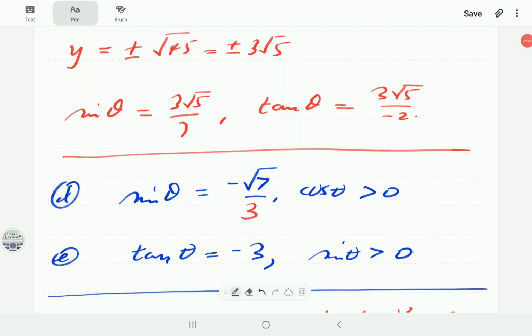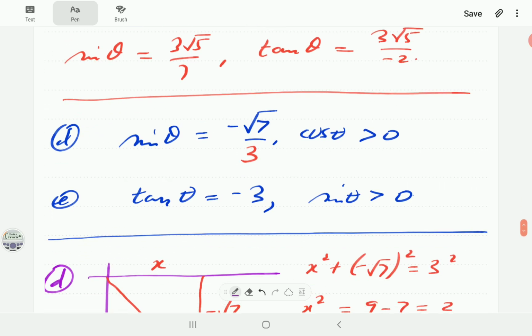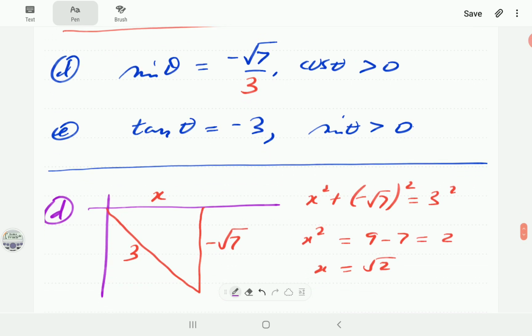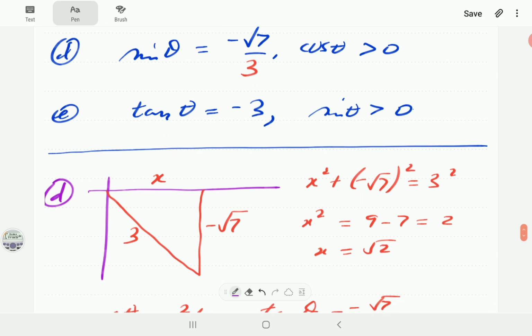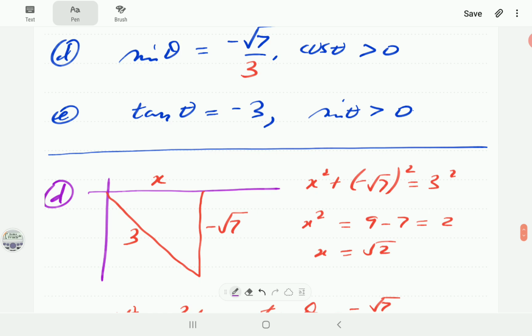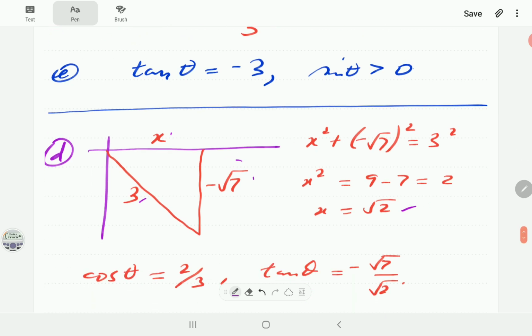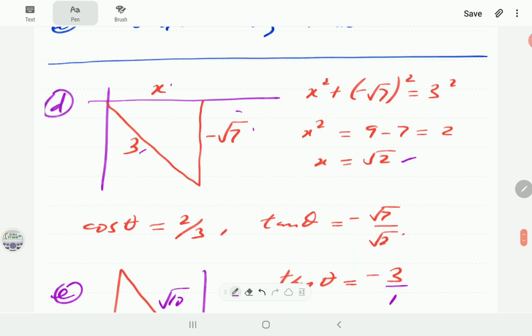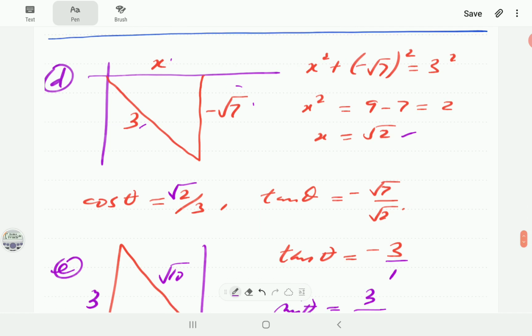Alright, so assuming that you've already had a go at these, here we go. So in D, sine is negative, cosine is positive, so we can only be in quadrant number 4. Sine is opposite over hypotenuse, so that is the opposite and the hypotenuse. And then if we work out x, we find that x is square root 2. Then that means cosine is going to be square root 2 over 3, and tangent is going to be negative square root 7 over square root 2.